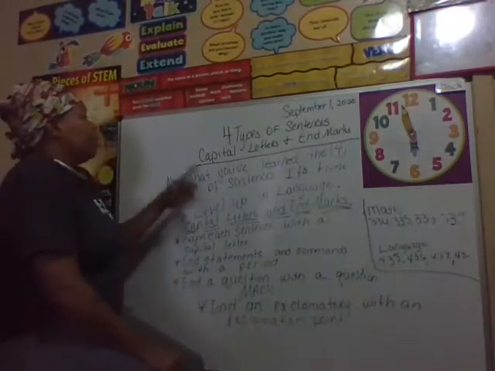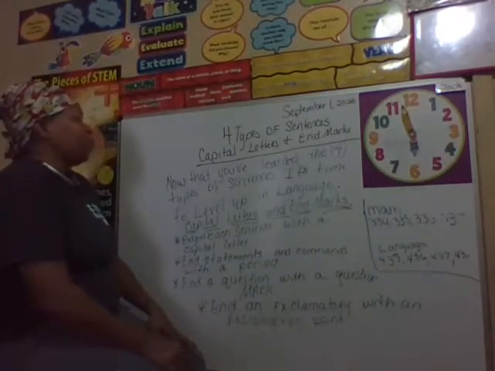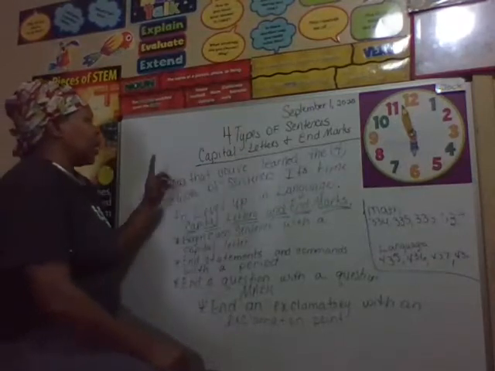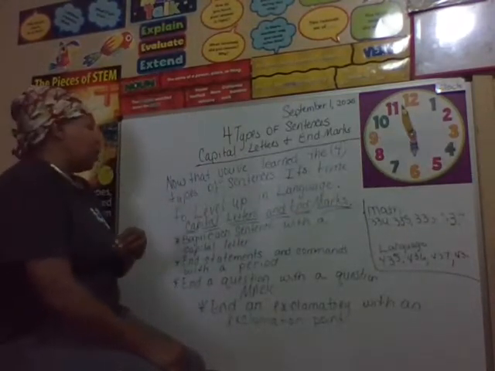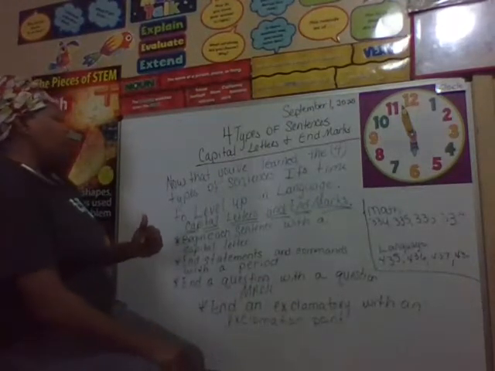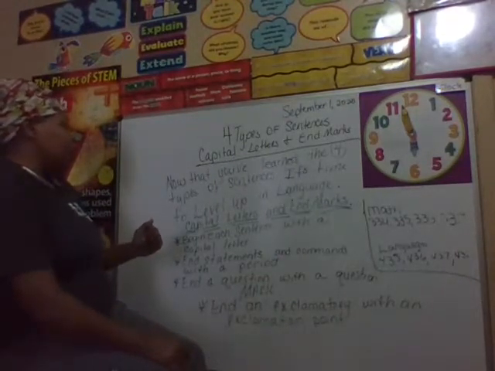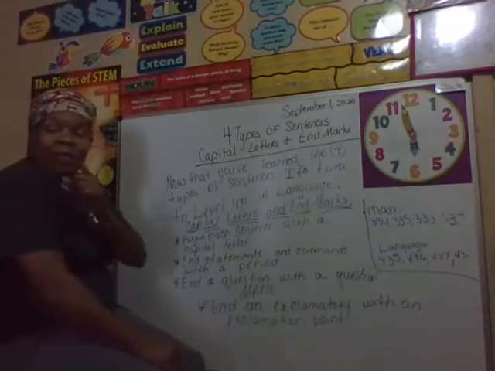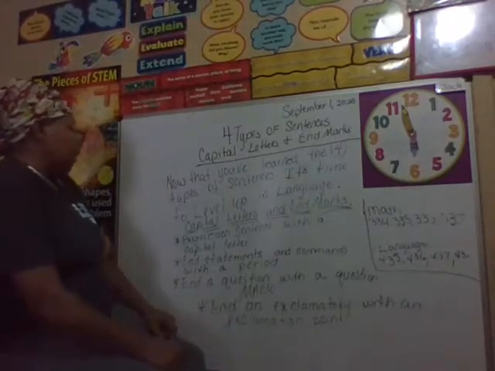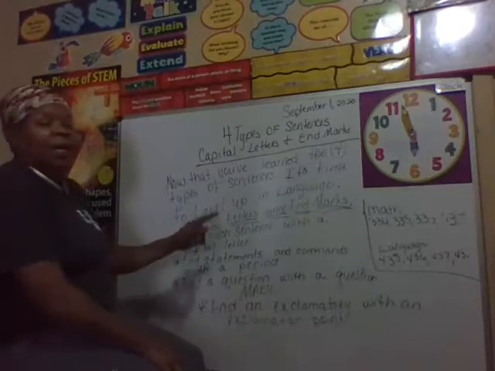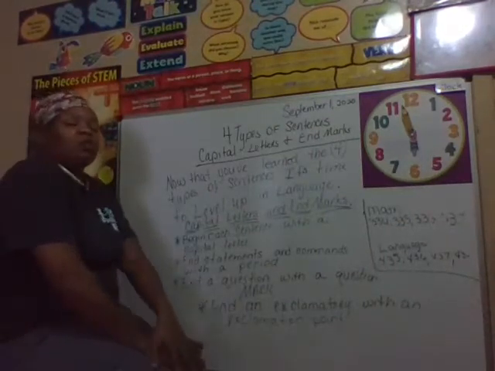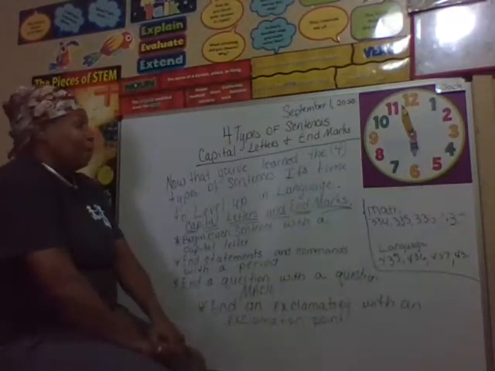All right. 4 types of sentences. So we went from 4 types of sentences to capital letters and end marks. Now, again, we did this a little bit yesterday, but let's read. Now that you learned the 4 types of sentences, it's time to level up in language. And how are we going to level up? Once you level up, you're going to go to capital letters and end marks. These are things that you should have learned in pre-K.